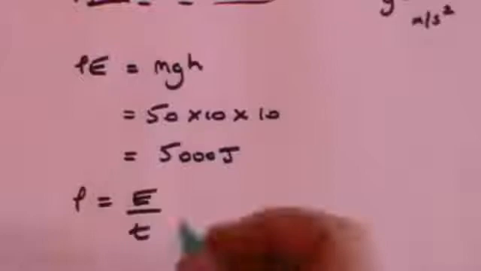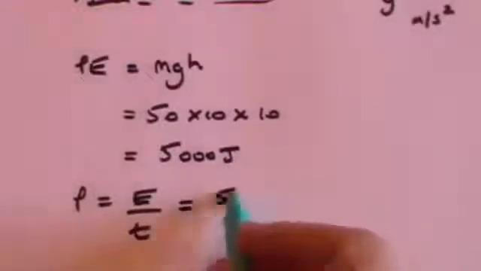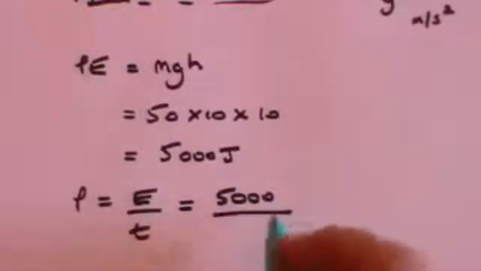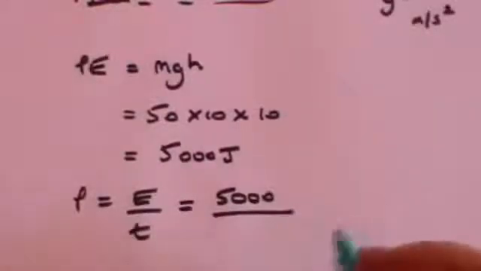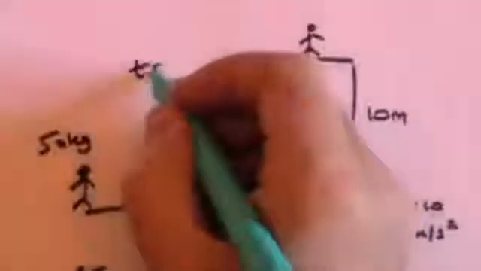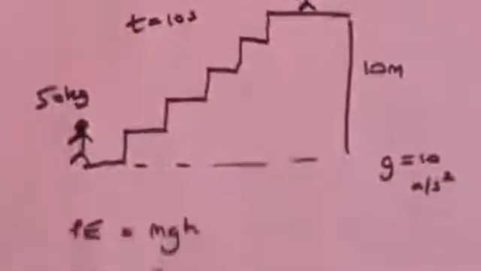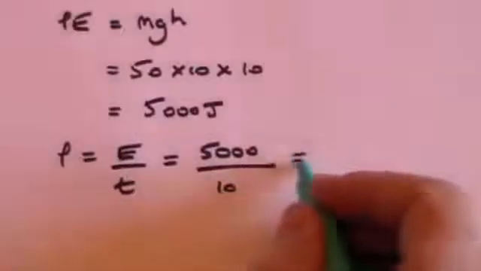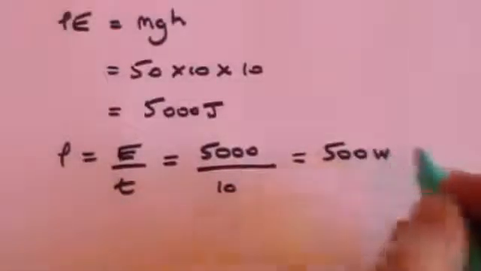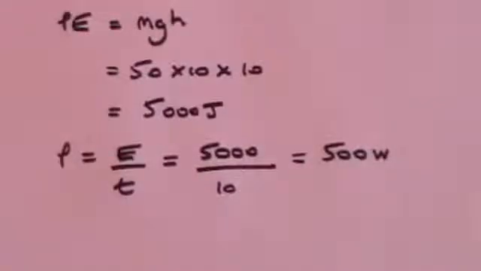What is power? Power is energy divided by time, or work divided by time, and that's going to be 5,000 joules divided by time. And I think I told you, if I didn't, I should have said it takes 10 seconds to climb the stairs. So t is 10 seconds. And so now we've got energy divided by time. 5,000 divided by 10 is 500 watts.